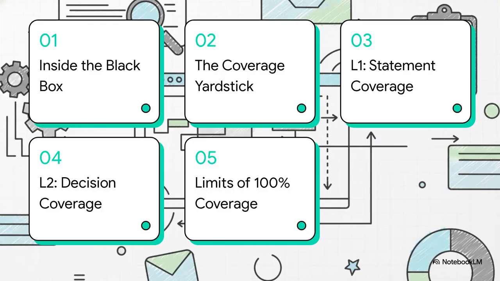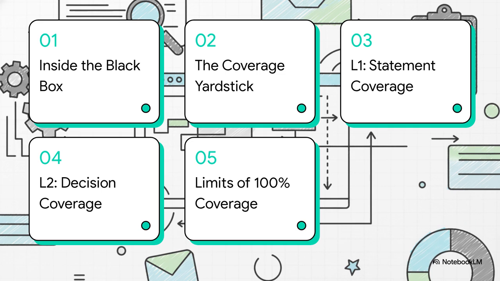All right, so here's the plan for today. We're going to start by flipping our perspective from the outside in to the inside out. Then we'll introduce what I call the coverage yardstick. It's the tool we use to measure how thorough we're being. We'll dive into two specific levels, statement and decision coverage. And finally, we'll tackle a really critical question. Is getting to 100% the end of the story?